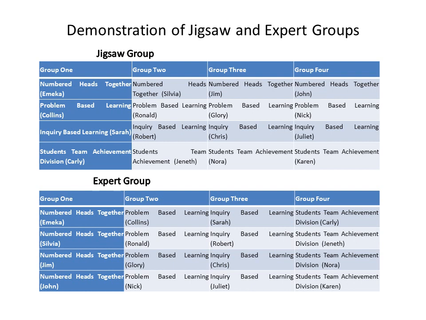Now, the next thing I did was to reassign them into the expert groups, where I brought all the students discussing the same topic together to form one group. So in the first row in Jigsaw group, where all the students are discussing numbered heads together, I brought all of them together to form group 1 of the expert group, where all of them are discussing numbered heads together.